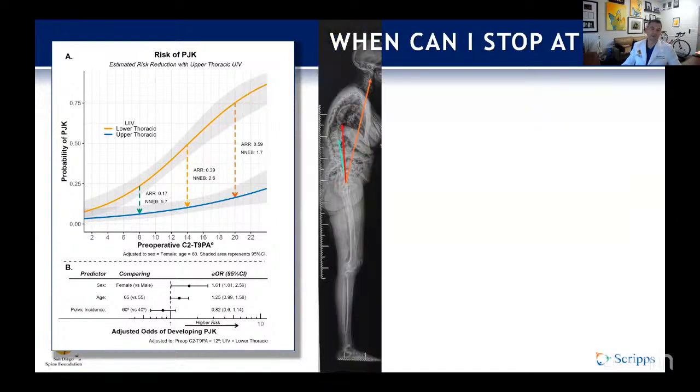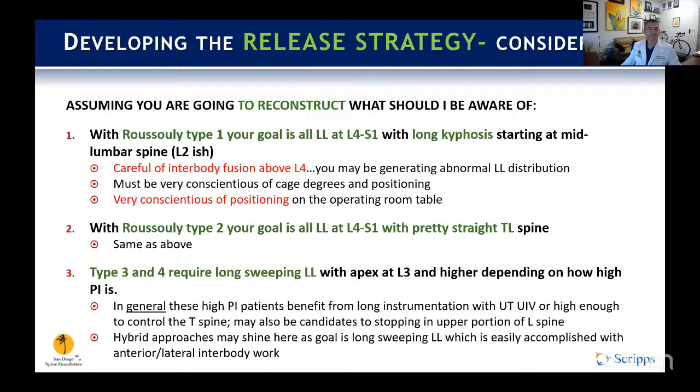And this is what those angles look like. The red is on the T9 and then the orange to C2, and that's the angle that we're measuring between those. So know how you're going to release the spine.